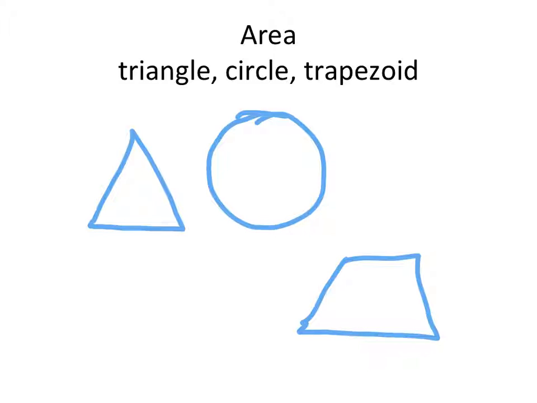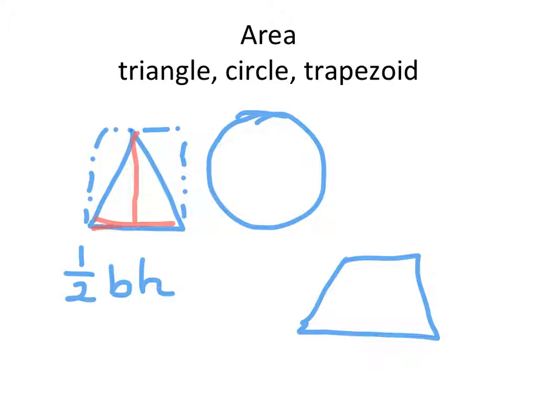What are the formulas for finding the area of a triangle, a circle, and a trapezoid? And how would you explain why they work? Pause the video and see what you think. The area of a triangle is going to be 1/2 of the area of a rectangle that we could build around it. So the area of a triangle is 1/2 of the base times height. If we use base times height for a rectangle, then the triangle will take up half the space. 1/2 of the base times the height.